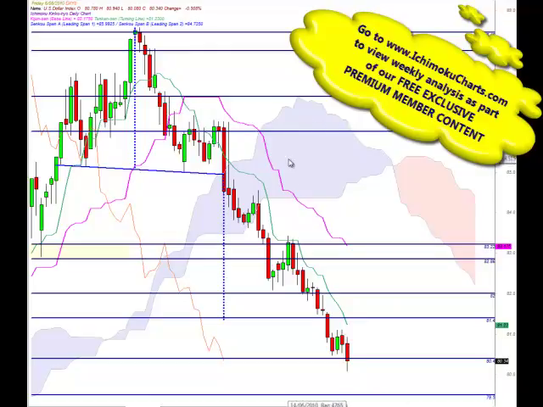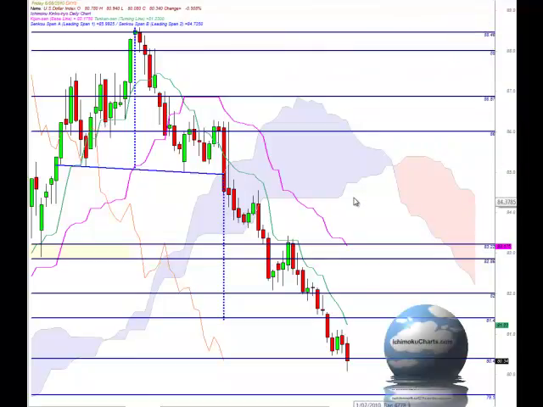Now, in Ichimoku chart terms, we are trading down below the cloud, so we do have a market with quite a strong negative bias in big picture terms, and the market is trading down a long way below the cloud. The market is also trading below the Kijun-sen and the Tenkan-sen, which means that it's bearish in the medium-term and fast-term time frames as well.